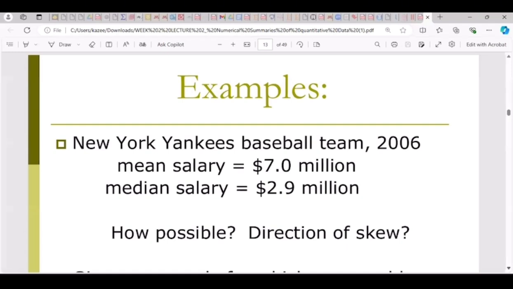Exactly. If the mean is less than the median, I'm going to say that's a negative skewness. But what if they're the same, or approximately the same? Then I'm going to say no skewness.